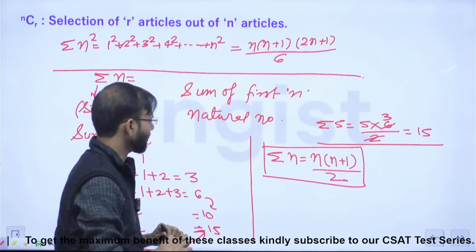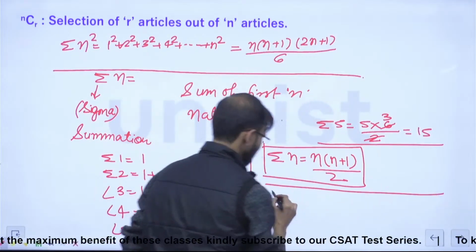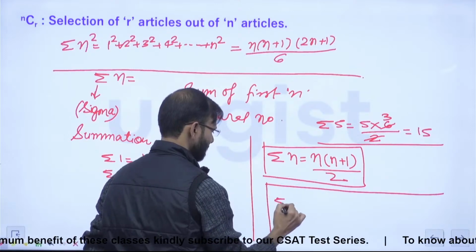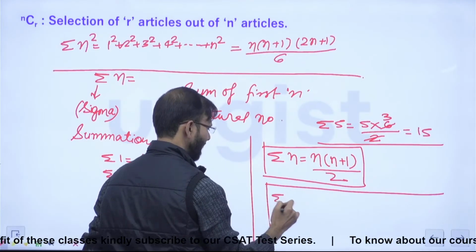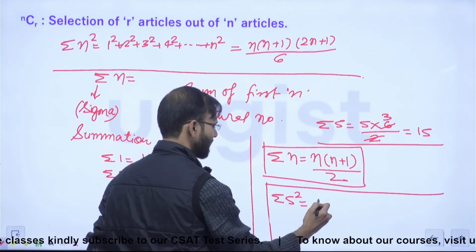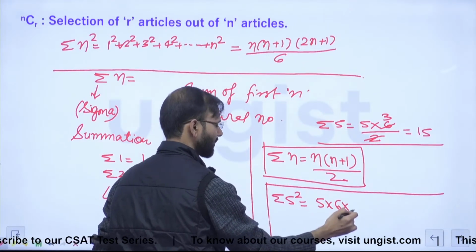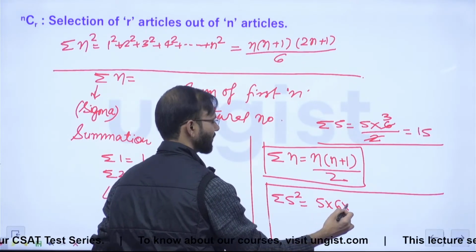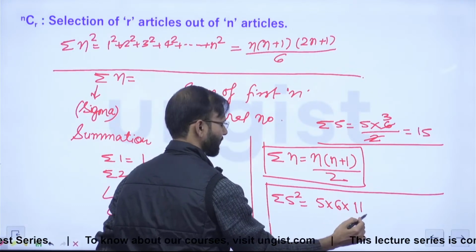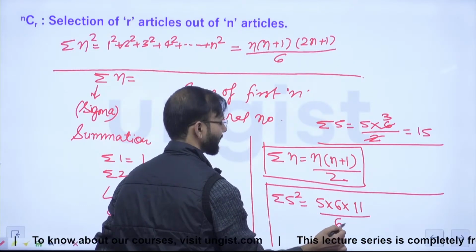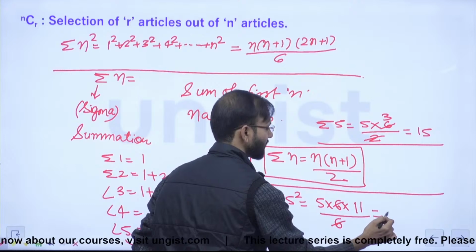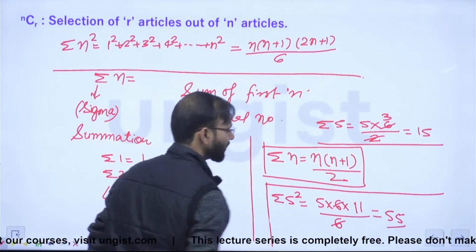Now, for example, everyone, if you need to find sigma 5 square, look here. Sigma 5 square is 5 into 6 into, what should I write? The sum of these two is what? 11, divided by 6, right? 6 cancelled. This is 55. Guys, is it clear?